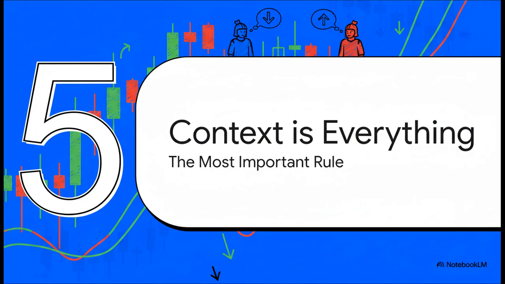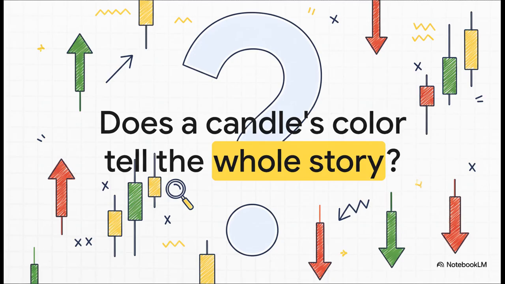Okay, everybody, listen up, because this next part is probably the most important rule in this entire explainer. Seriously, this is the one detail that separates the newbies from the pros. It's the key that unlocks everything. So, up to this point, we've been thinking green means go, red means stop. Green is good, red is bad. Simple, right? Well, what if I told you that's not the whole story? Does the color of the candle tell you everything you need to know? The answer, surprisingly, is no, not at all.